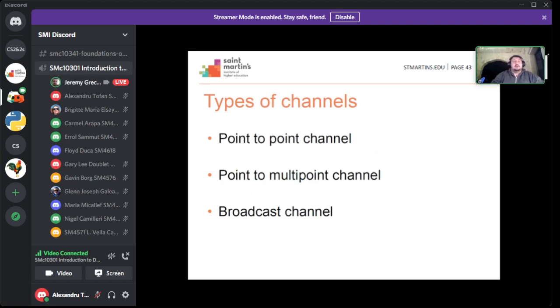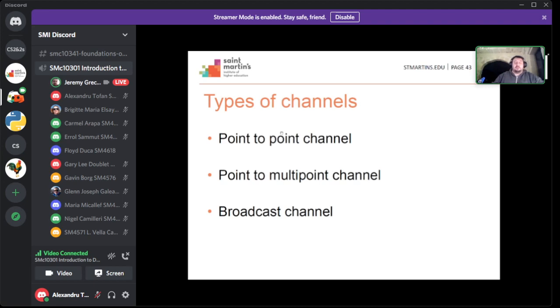Now, obviously, depending on the medium, you can have different forms of communication as well. Different devices allow you to communicate in different ways with other devices. The way that you send signals depends on what medium we're talking about as well. We can talk about a point-to-point channel, a point-to-multipoint channel, and a broadcast channel. What's the difference between them?